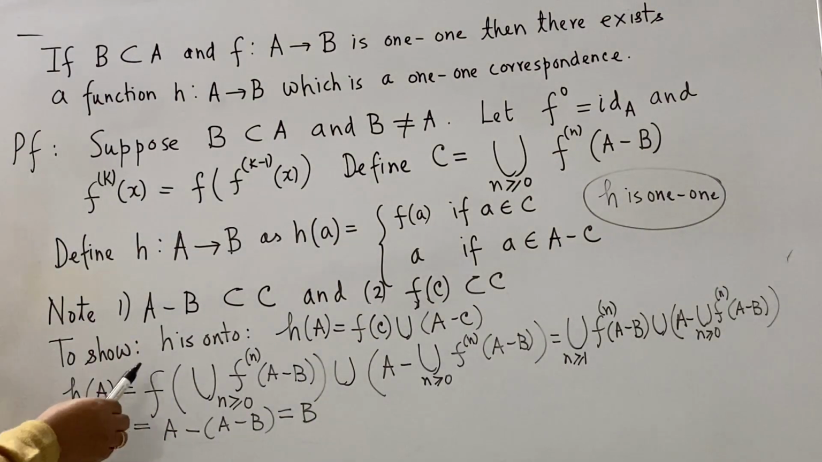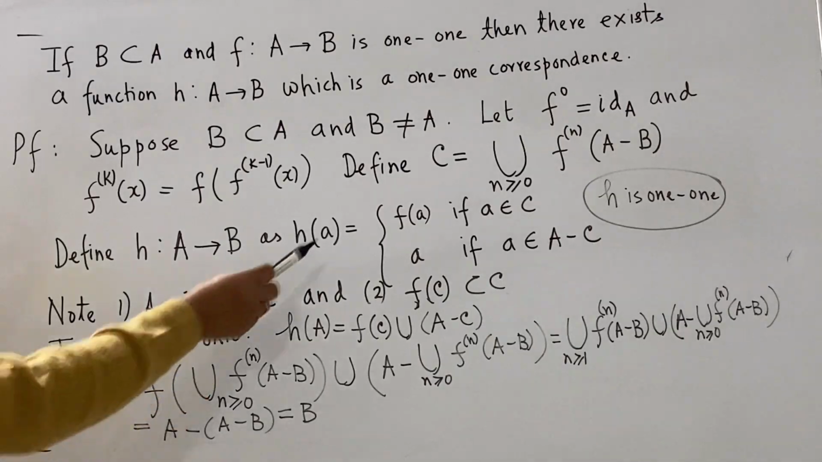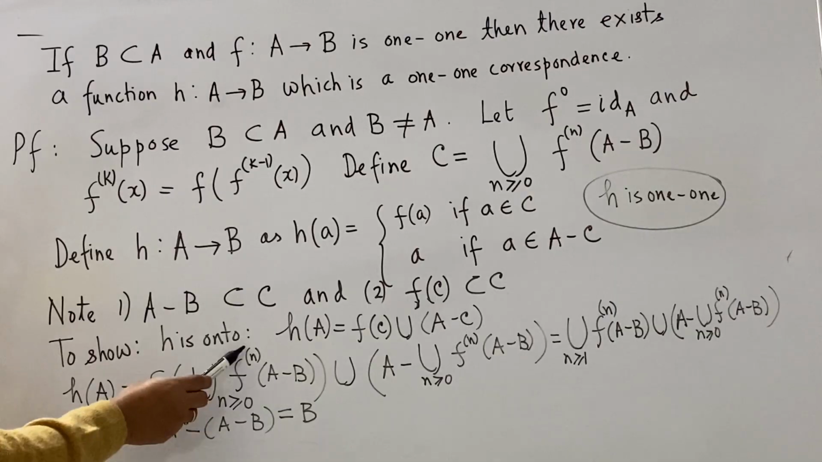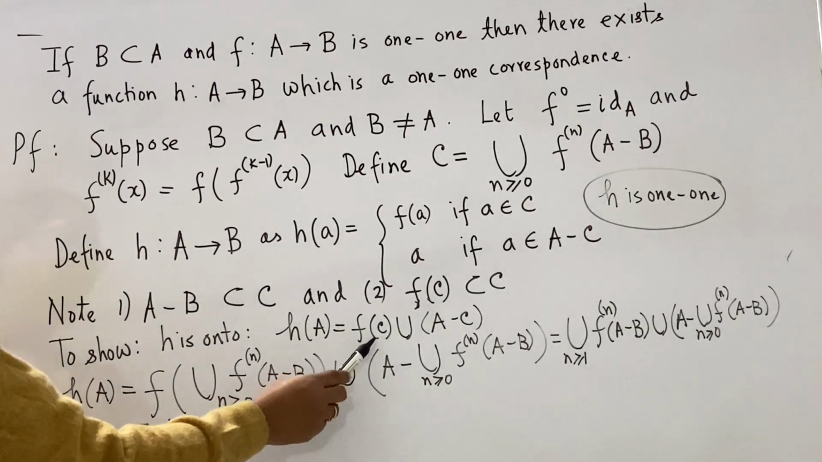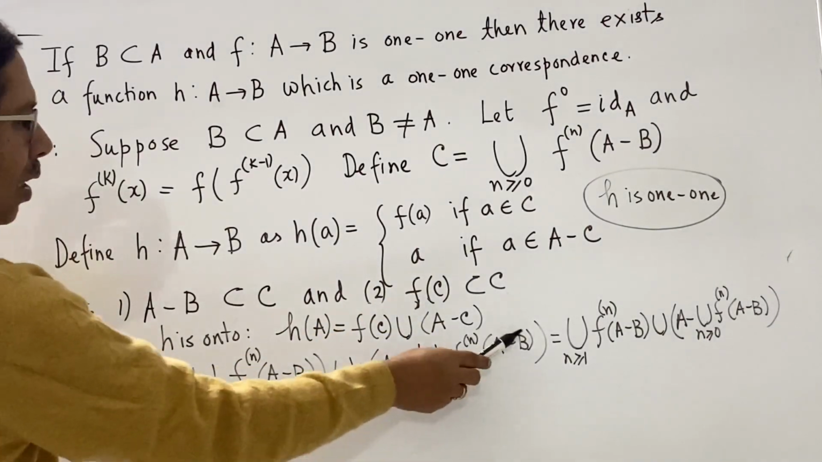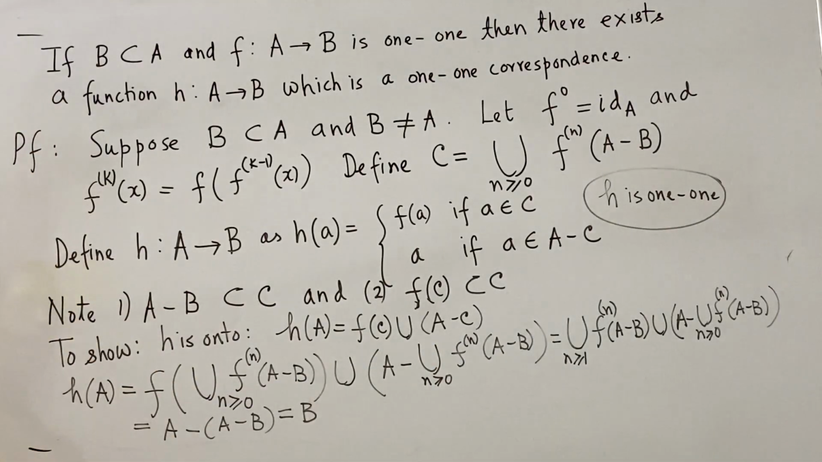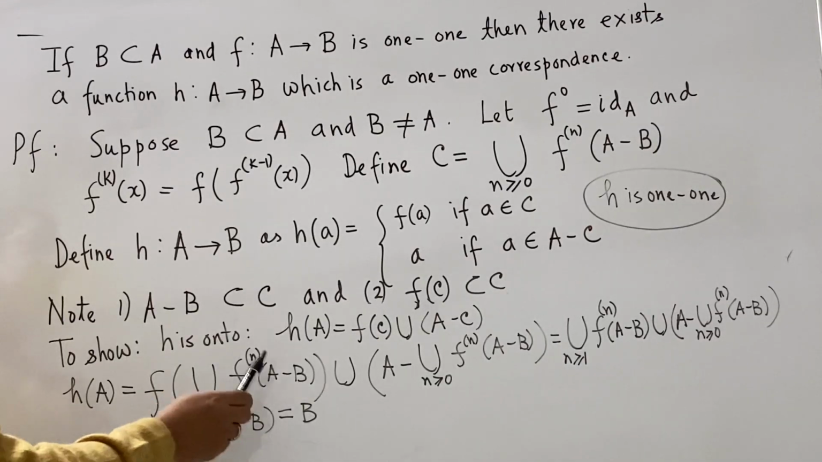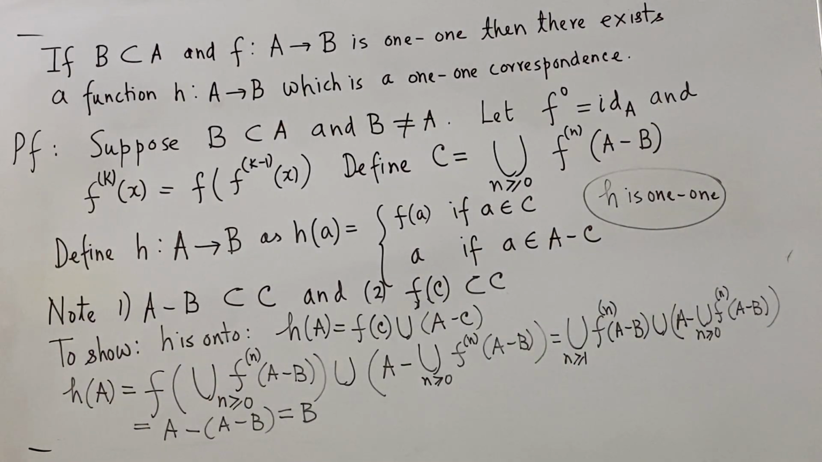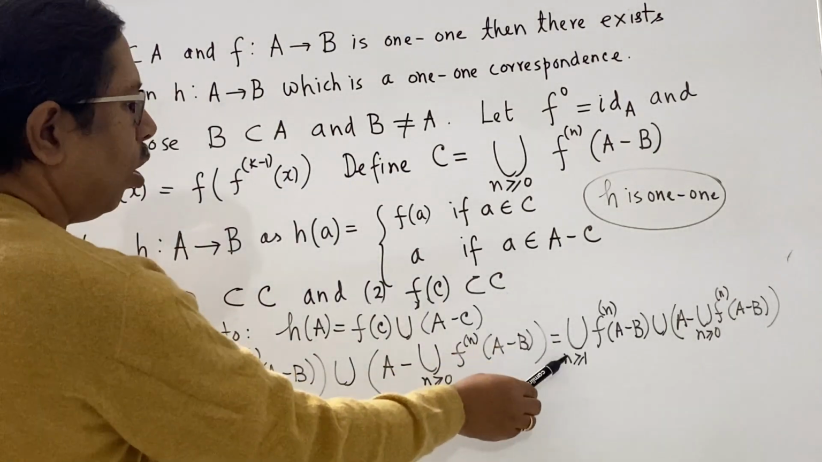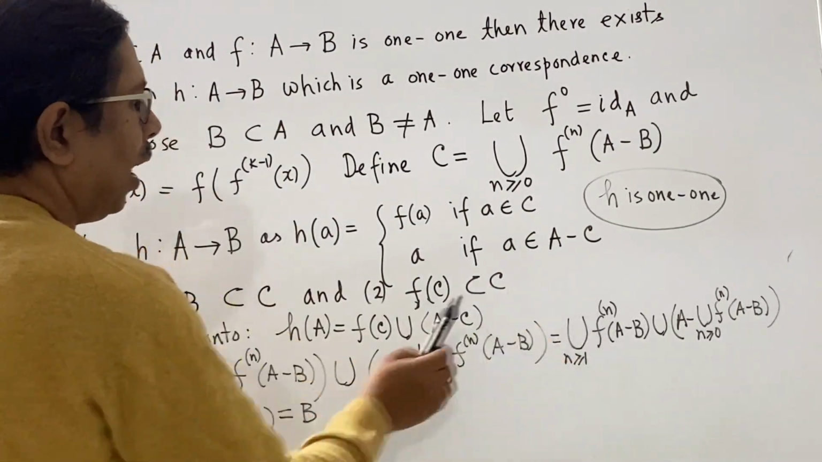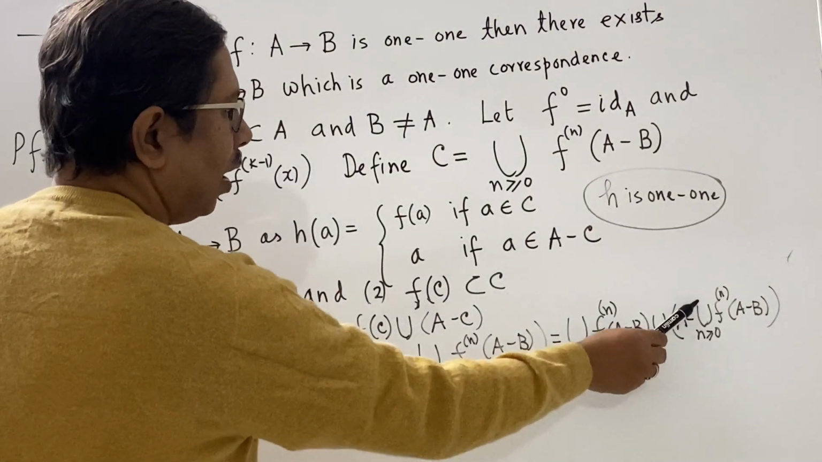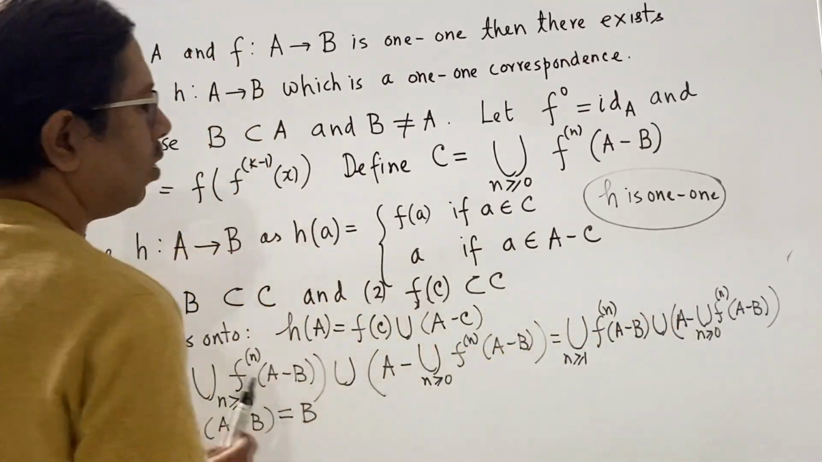Now, H(A) is equal to f of, and we are putting down the definition of C here, union of n greater than or equal to 0, f^n(A minus B), union A minus C, again this is the definition of C here. Now observe that all these sets we have proved earlier are disjoint sets. So therefore, this would become union of n greater than or equal to 1, f^n(A minus B), union this whole thing, A minus union n greater than or equal to 0, f^n(A minus B).